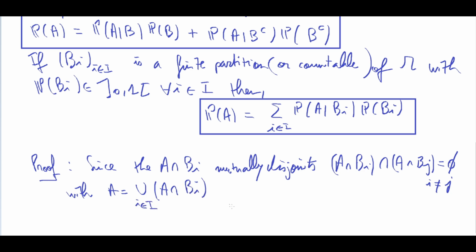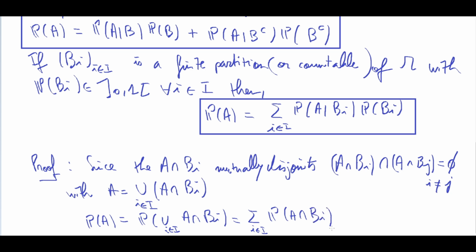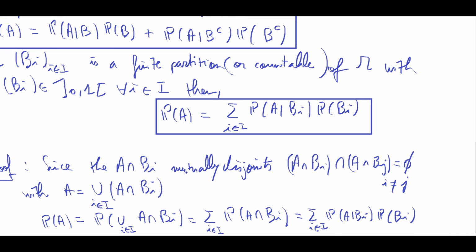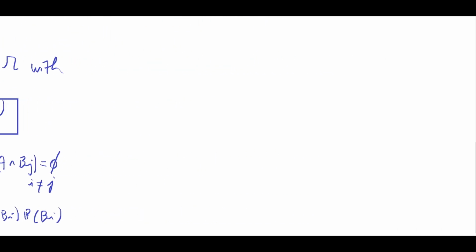We look at the probability of A. The probability of A is the probability of the union, but we saw that the probability of a disjoint union is also the sum of the probabilities, since P is a probability. So it gives us the sum of the probability of A intersected with Bi. And by using the formula for the two events case, we saw that this is also the sum of P of A knowing Bi times P of Bi. And we just proved the formula that is in the blue frame above.